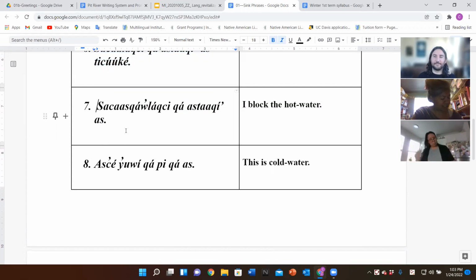Saja scout lakji got us. So Saja scout lakji. Saja scout lakji. Then ga, ga astaki us. Yeah.